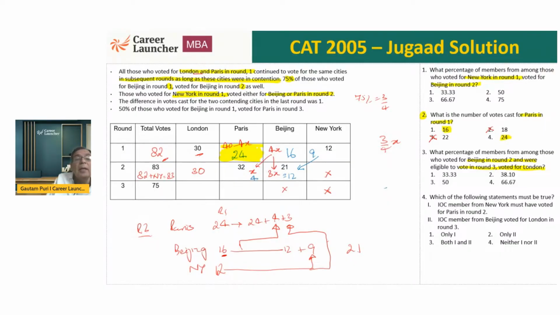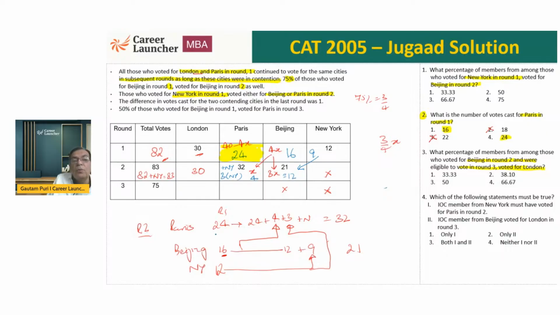And there's one more voter, New York, which was not eligible to vote in round 1 but is eligible to vote in round 2, which is why you have 83 voters. So plus New York would also be here, because Paris is equal to 32. So what does that mean? Out of the 12 voters of New York, 9 have gone to Beijing and 3 have gone to Paris, plus the New York vote itself.